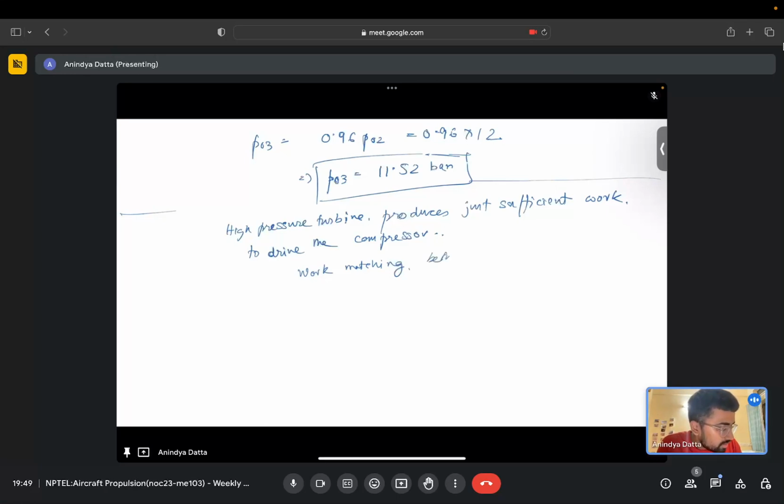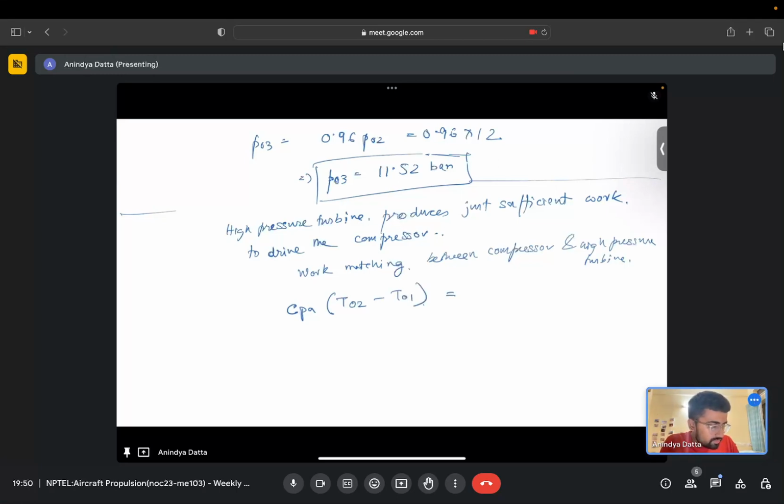So what we have to do is work matching between the compressor and the high pressure turbine. What is the work input for the compressor? This is Cp of air, and note we are using the Cp of air because the working fluid for the compressor is air, times the temperature difference T02 minus T01.